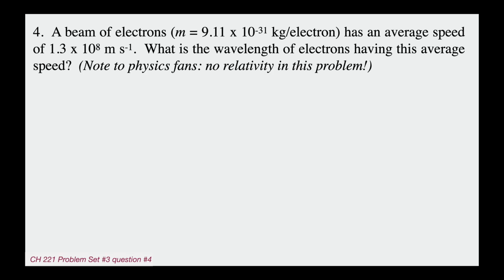A beam of electrons with a mass of 9.11 times 10 to the minus 31 kilograms per electron has an average speed of 1.3 times 10 to the 8th meters per second. So that's a pretty good clip. Anyway, what's the wavelength of electrons having this average speed? And it says no physics fans, no relativity.